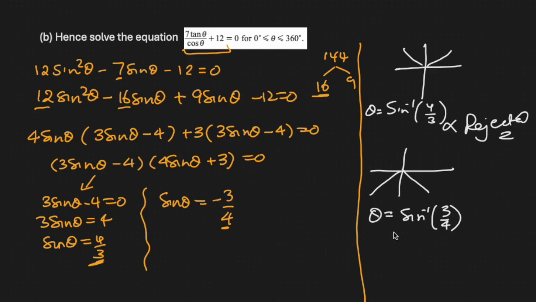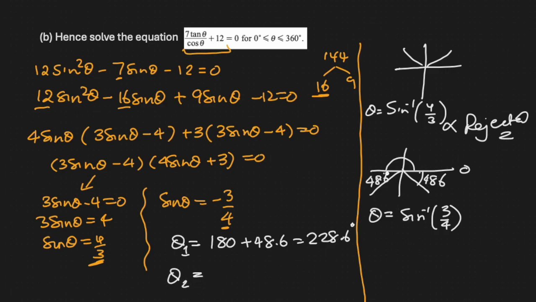So this angle, this small angle will be 48.6. This is also 48.6. So the first answer, theta 1, let's write theta 1. First answer will be starting from 0, and this is 180 plus 48.6, which is 228.6 degrees.